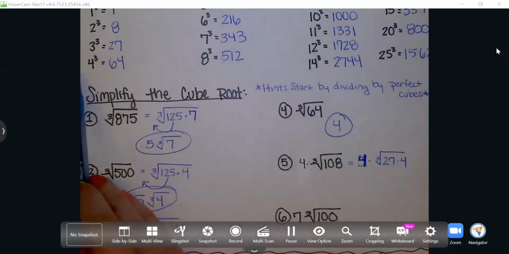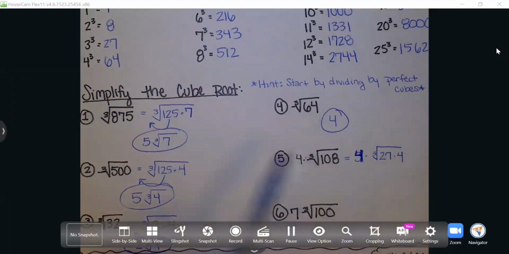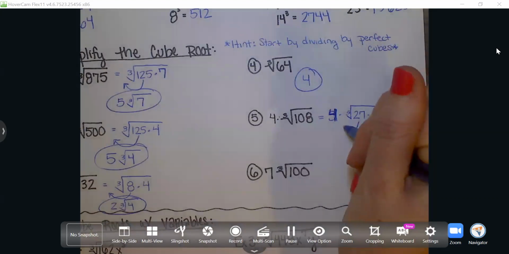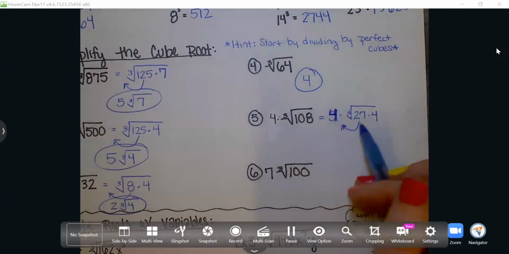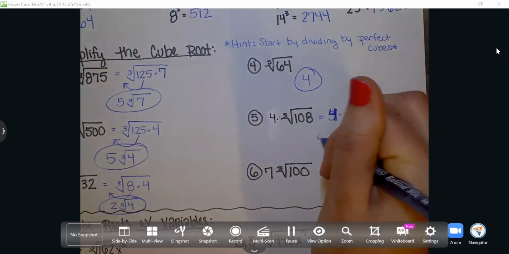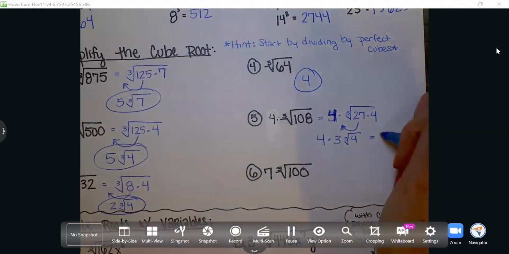64 is a perfect cube of 4, so my answer is just 4. And then 108 can be divided by 27. So I broke it down into 27 and 4. This 27 can come out of my cube root because it's a perfect cube. And when it comes out, it's a 3. And so I have 3 times the cube root of 4, which in other words is just 3 times the cube root of 4.